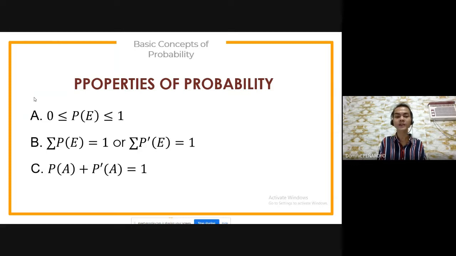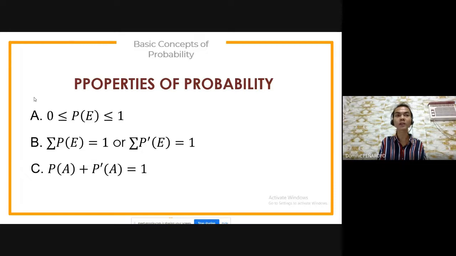Next is what we call the complementary events. Meaning to say, the probability of an event to occur plus the probability of an event not to occur is equal to 1. So according to the property for complementary events, the probability of an event to occur plus the probability of the event not to occur is equal to 1.